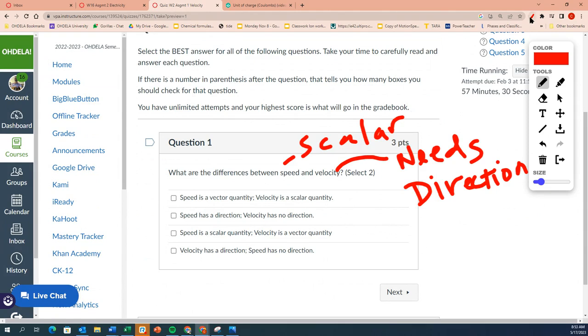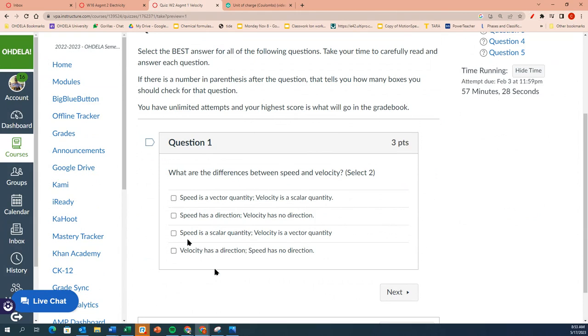So the difference between speed and velocity: speed is a scalar quantity and velocity is a vector quantity, because vector means it has a direction as well as a speed. So velocity has a direction and speed has no direction. So those are the two that make this work.